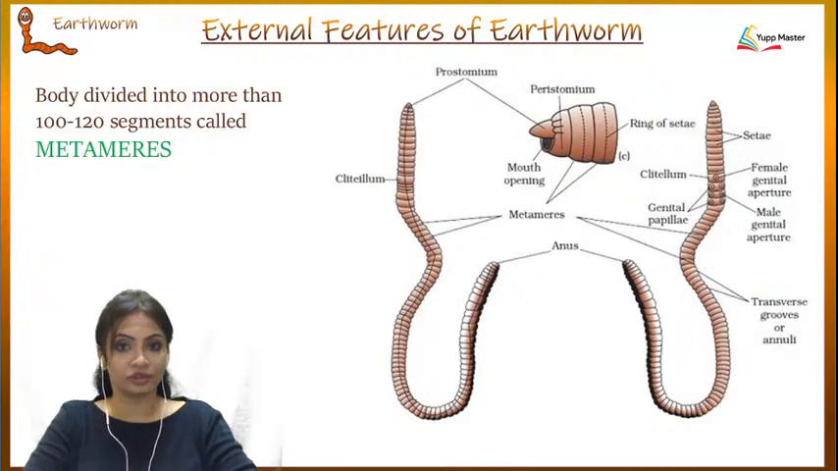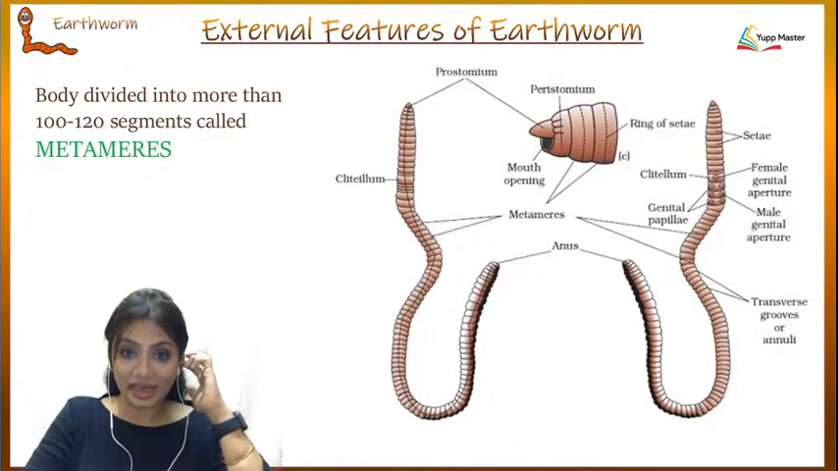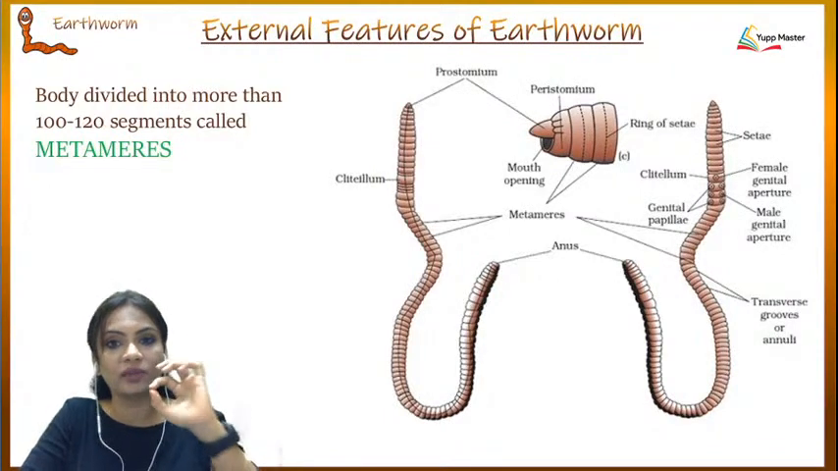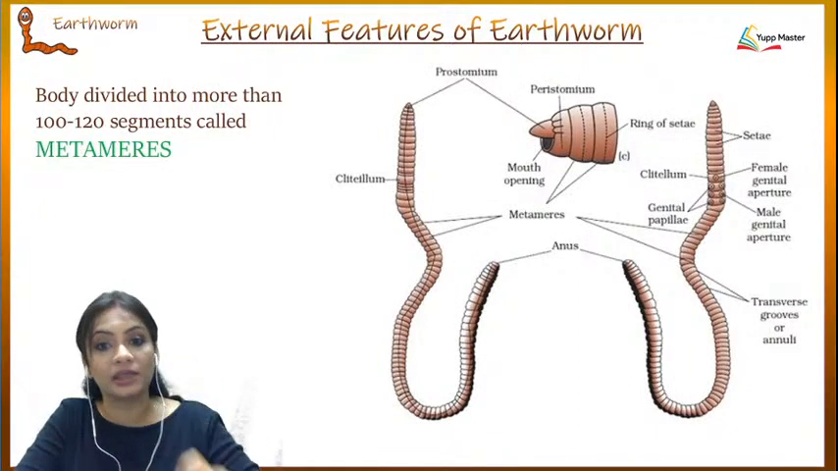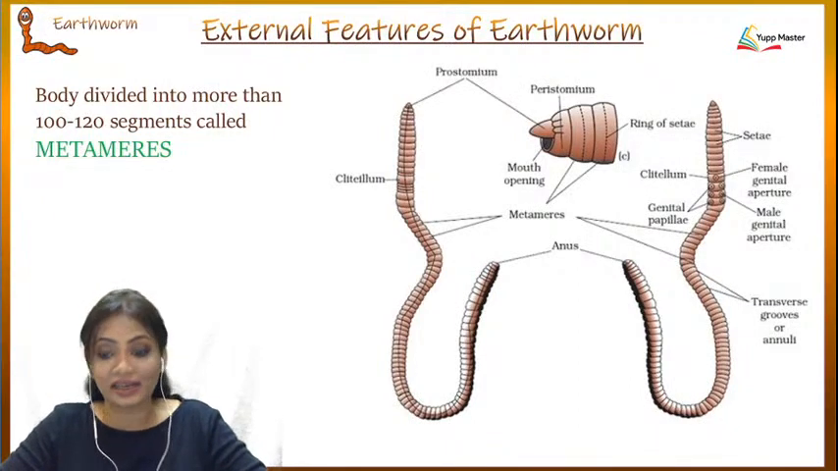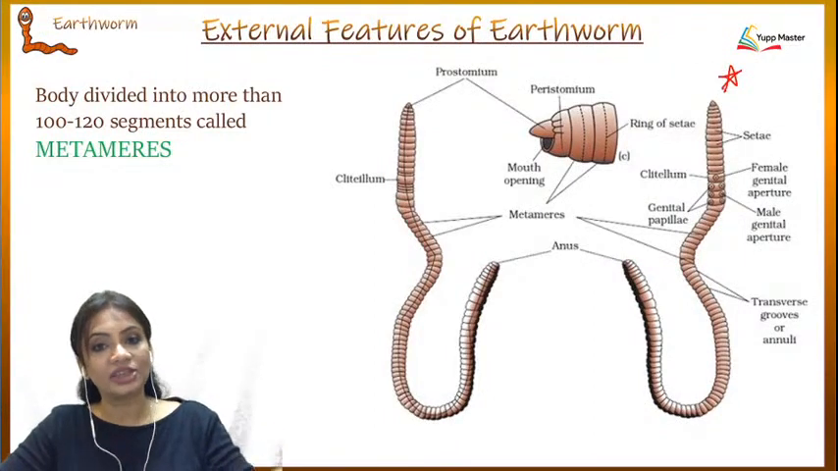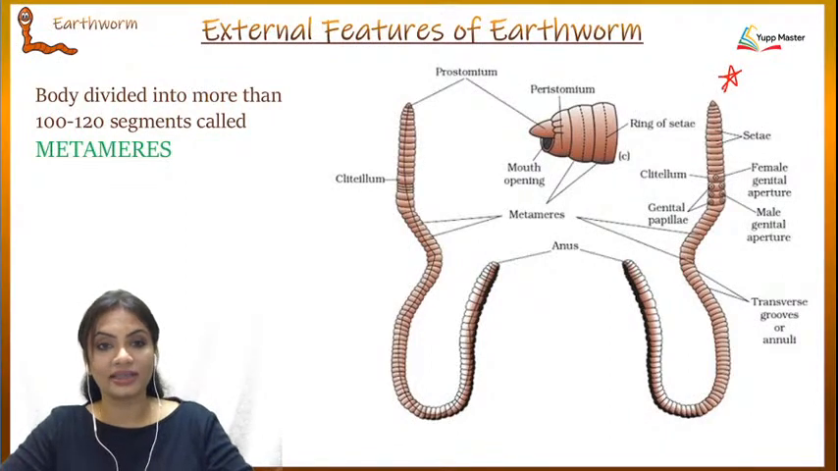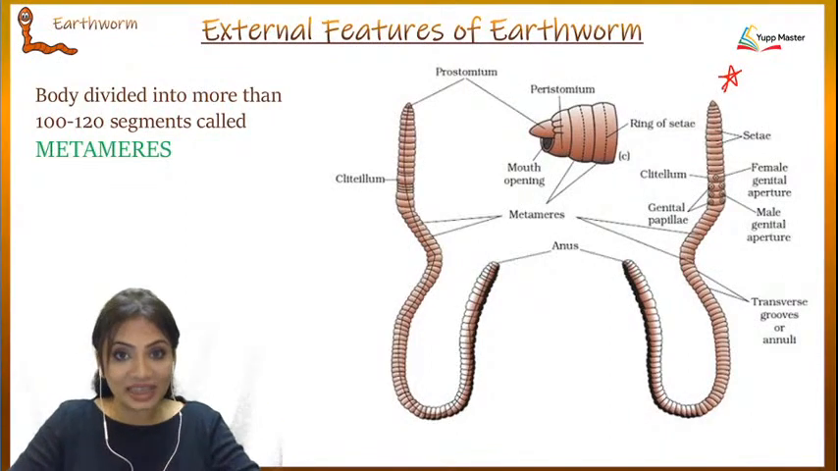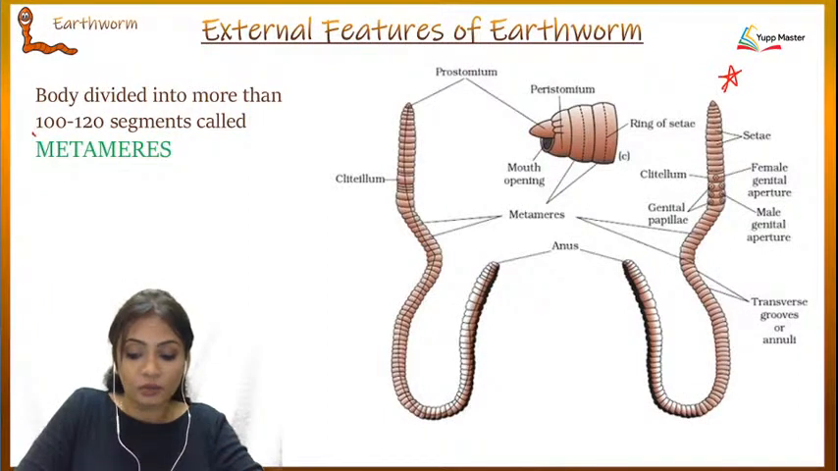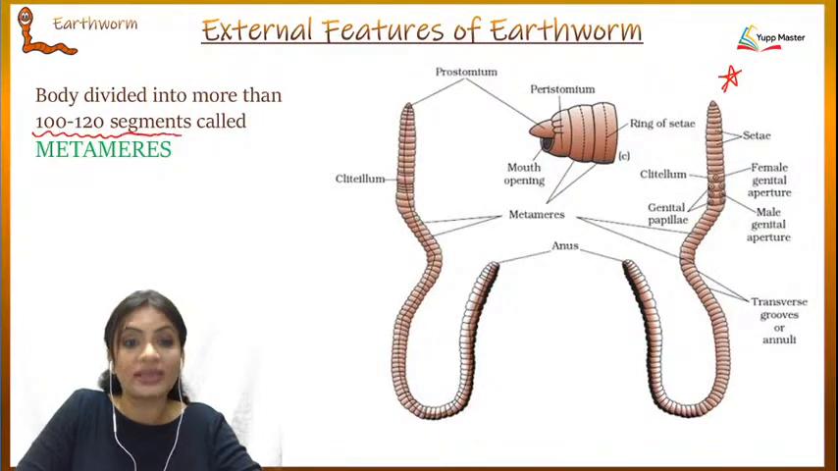The body here is divided into around 100 to 120 segments in the earthworms. And those segments are individually called metameres. You can see in these diagrams on the right side how the body is divided into so many segments, and each and every segment is called a metamere. How many segments for an earthworm? There are 100 to 120 segments.